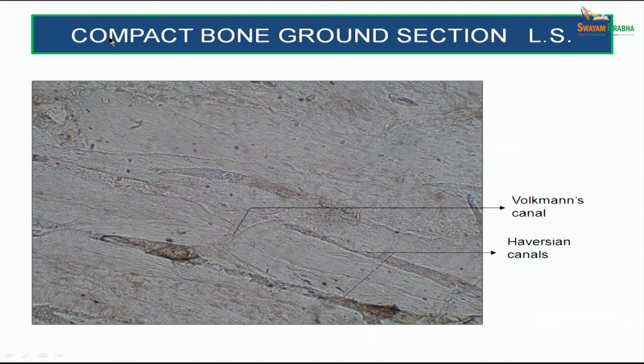We are now seeing a slide of compact bone, ground section, longitudinal section. These vertical channels that we are seeing, they are the Haversian canals, and around the Haversian canals we can see the lamellae. So, this is one osteon and this is a vertical section of the osteon. This is one Haversian canal, this is another Haversian canal, and connecting them are Volkmann's canals. So, this is longitudinal section, compact bone, ground section.